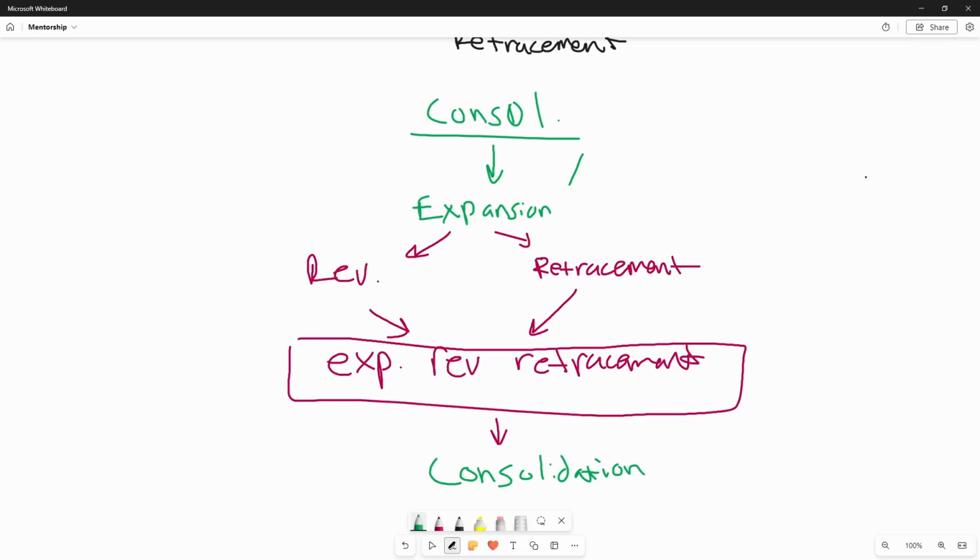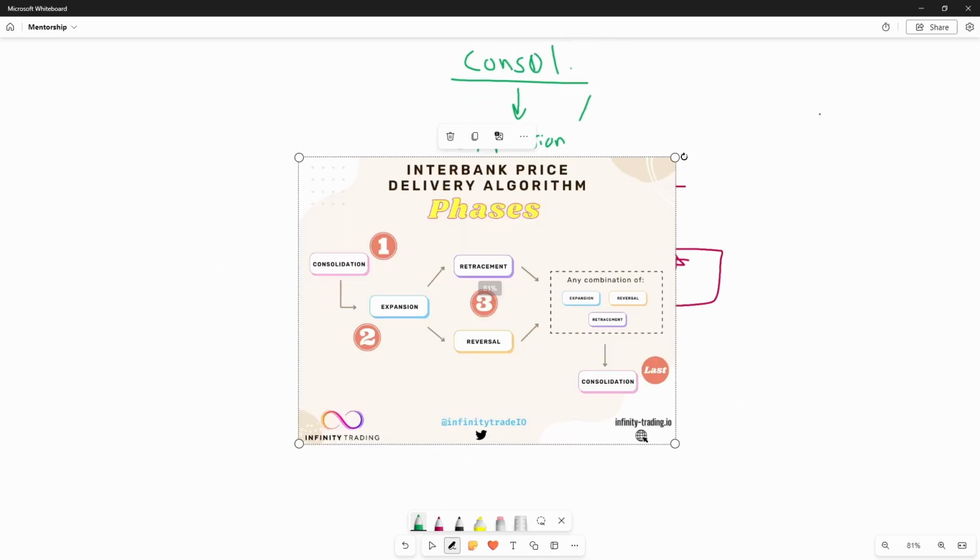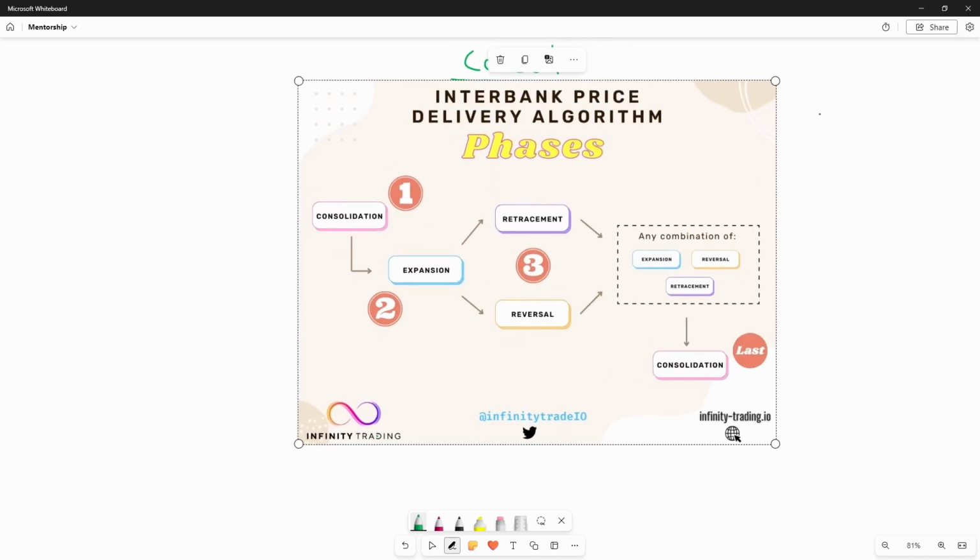Now I'll post a screenshot. If you go to the notes, let me send a screenshot, and it's definitely better than my handwriting. So this is what it looks like. This is something that Infinity Trading posted. Here's his Twitter handle, so this is not my picture, but this is a great resource. I'll post it in the notes as well, so you can use this. So these are the only stages of price delivery.